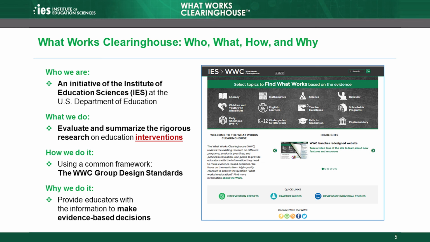When evaluating research, we use a common set of standards to guide our work. This allows the WWC to be consistent and transparent in our efforts. This training focuses on the most frequently used set of WWC standards, called the Group Design Standards. When we apply the Group Design Standards, we focus on effectiveness research, studies that try to determine whether an intervention caused an improvement in student and teacher outcomes. We do this to provide educators and decision makers with information to make evidence-based decisions.